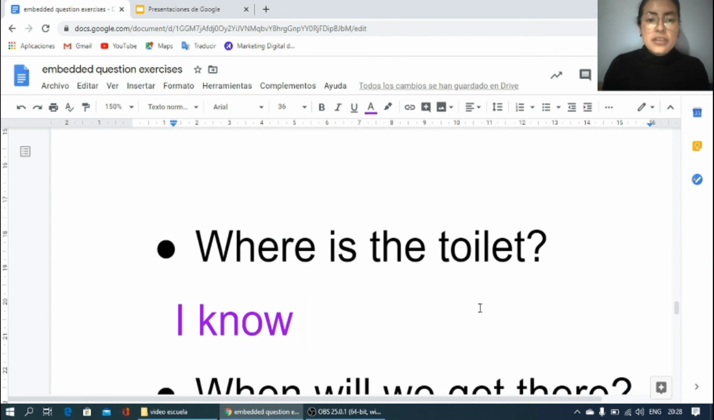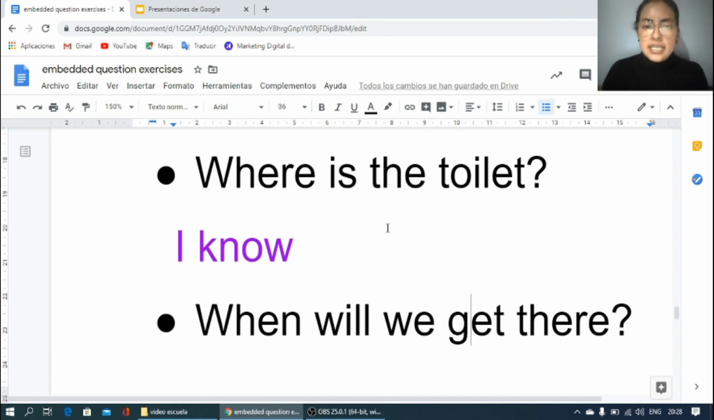Let's start now with introduction affirmatives and negatives. Okay. It's the same. Where is the toilet? Where is the toilet is a regular question, a normal question. Okay, now I want to change it into an indirect question or embedded question. How? First, I have to add an introduction. In this case, I know. Then you have to write the same question, but like a sentence.